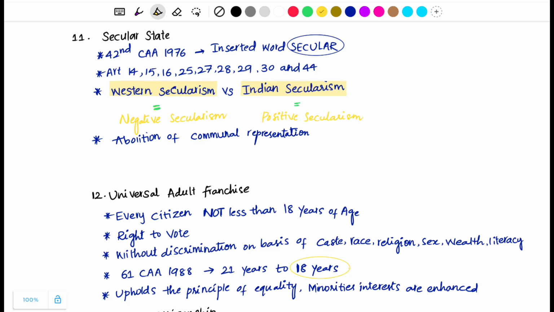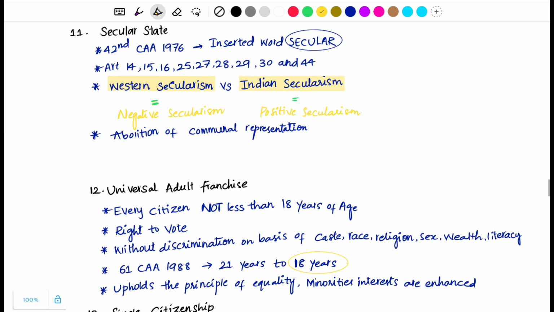Interesting points. Western secularism: in the Western countries, the church is separated from the governance. The meaning of secularism is different there in the Western countries. It has a negative meaning. There is a clear separation. A clear separation can be seen between the church and the government.